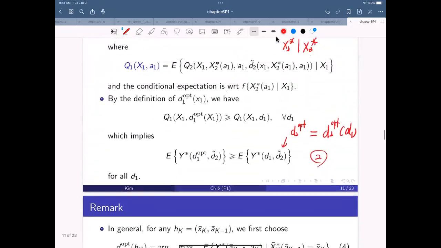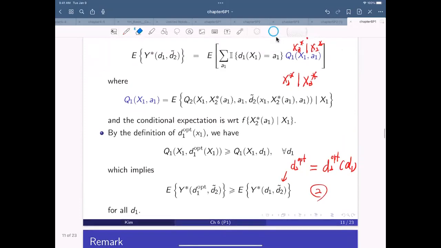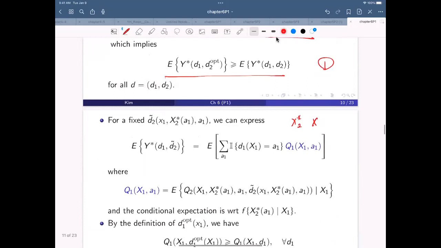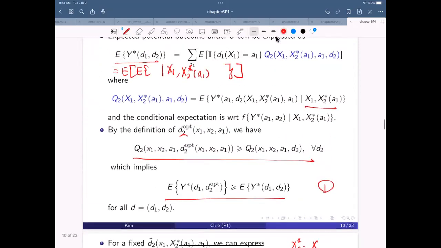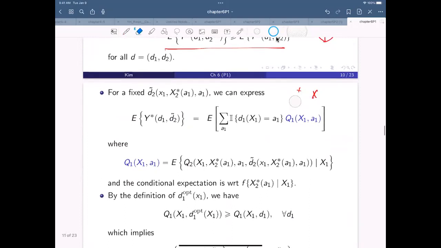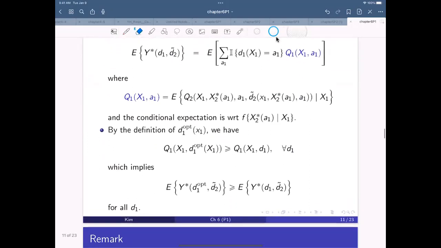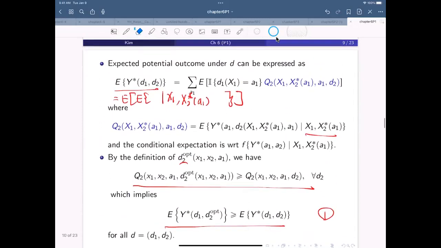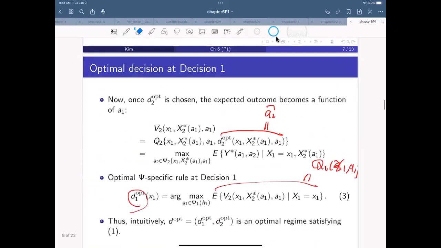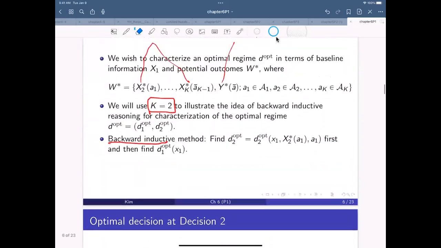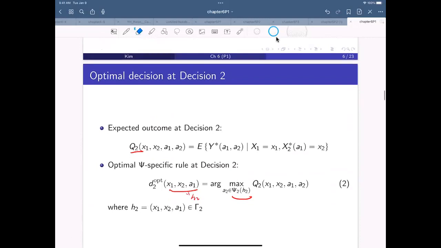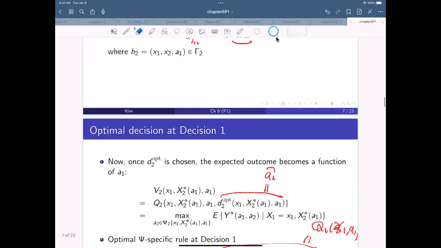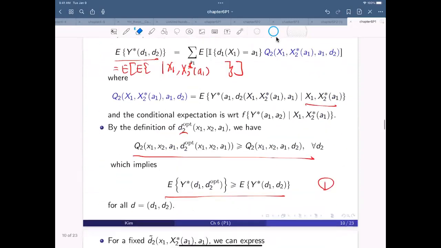Okay, well, let's move on. I think we spent too much time. This is just a formal way of trying to do the local optimization. Basically it's kind of dynamic programming, but let's just move on.